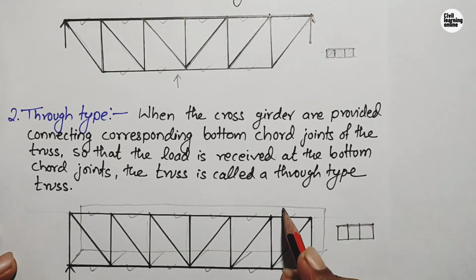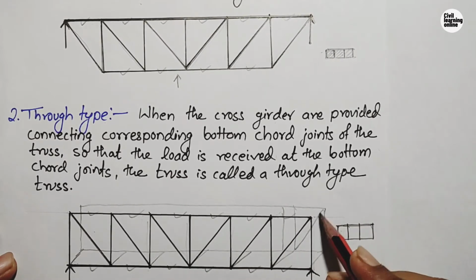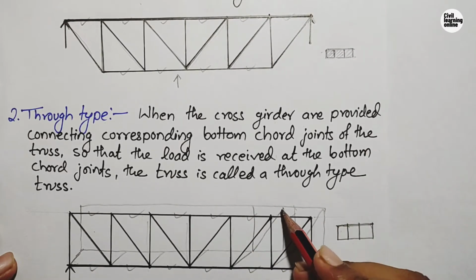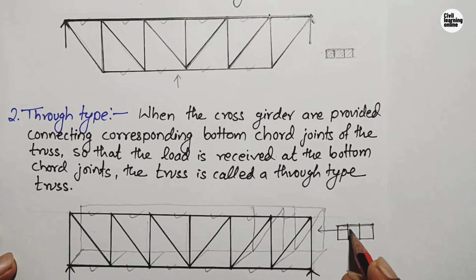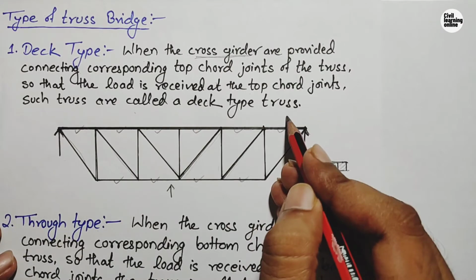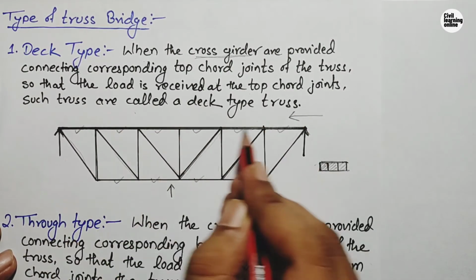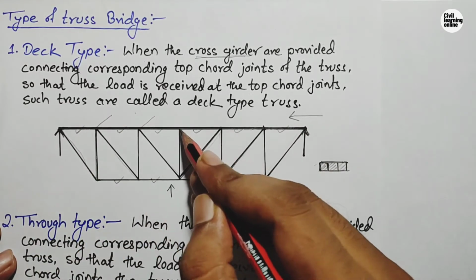It will be of this manner, and here the corresponding, sorry, it is going to be here, and here like this, and like this will be our 3D truss. Here the movement of the people takes place from here and through this, and on the deck type, movement of the people takes place above this top chord member, because the stringers or the cross girders are provided here.